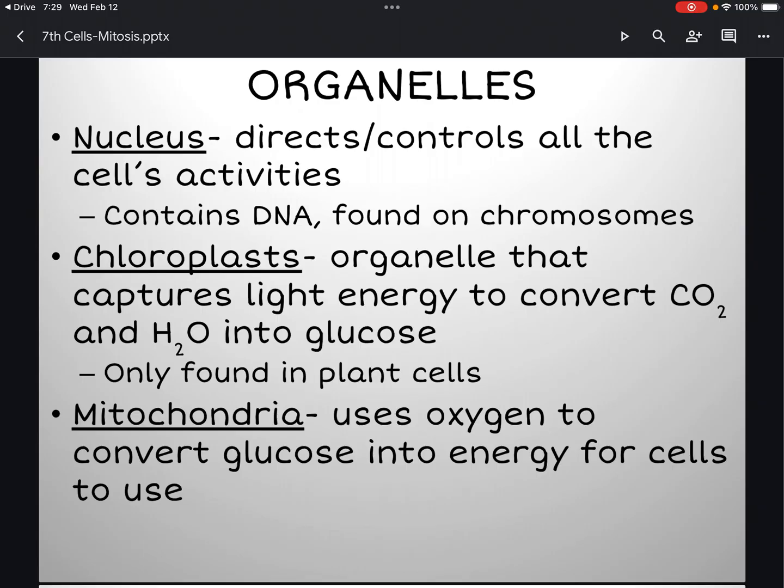The nucleus is the most important organelle in the cell. It directs all the cell's work and activities. It's the control center. It's in charge of everything, and the way it stays in charge is it uses the instructions in the DNA to communicate with the rest of the parts of the cell, all the other organelles, and give them instructions on what they are to do. The DNA, where these instructions are found, is on little structures inside the nucleus called chromosomes.